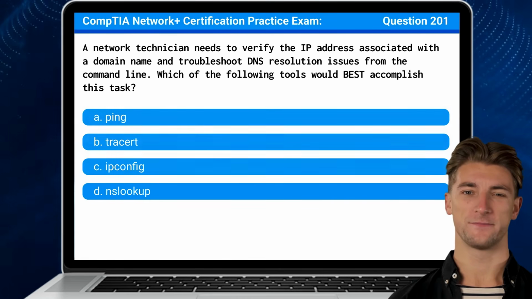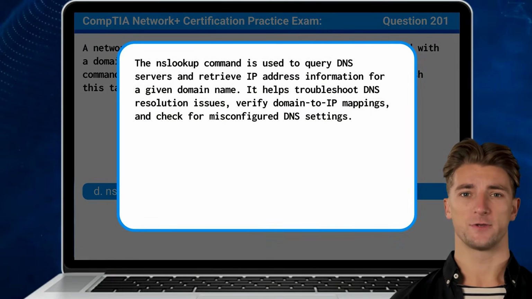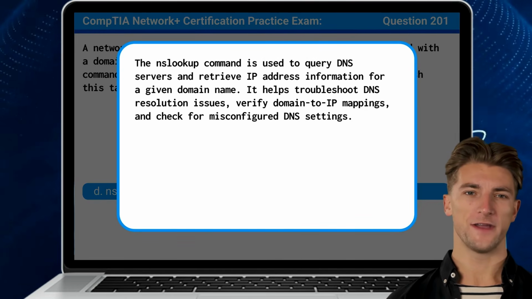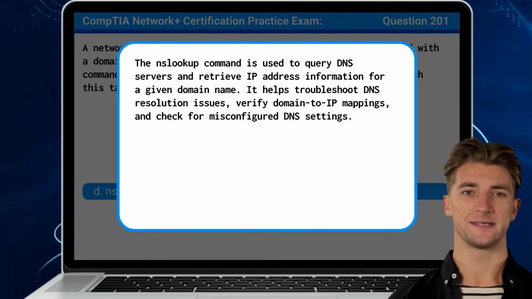The answer is D. NSLOOKUP. The NSLOOKUP command is used to query DNS servers and retrieve IP address information for a given domain name. It helps troubleshoot DNS resolution issues, verify domain to IP mappings, and check for misconfigured DNS settings.